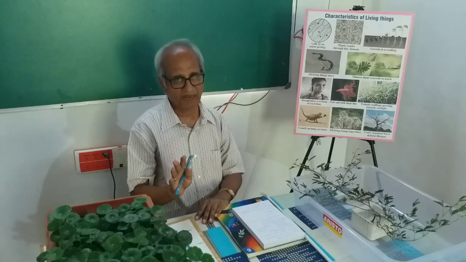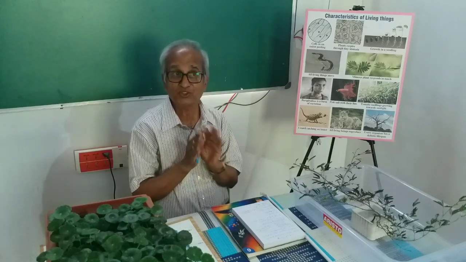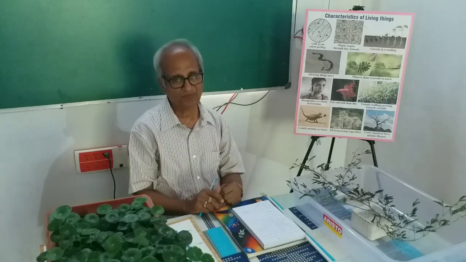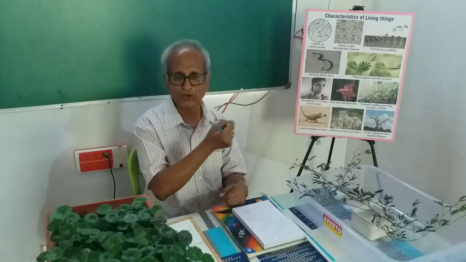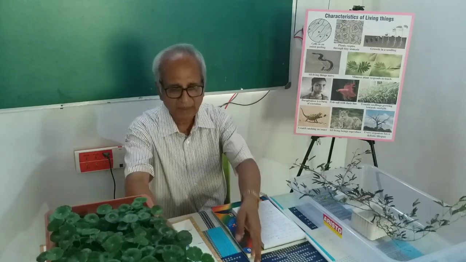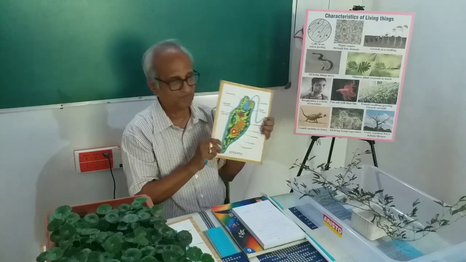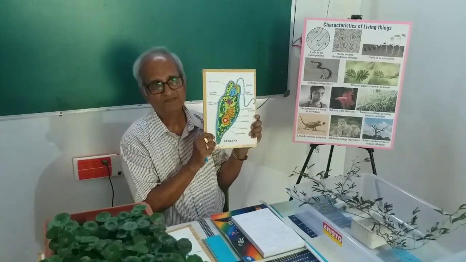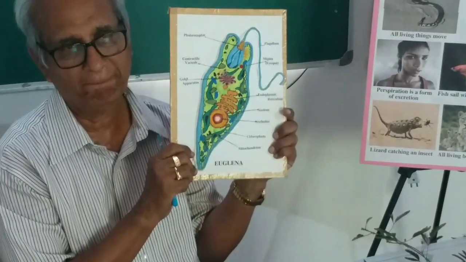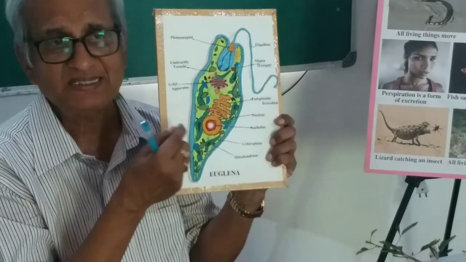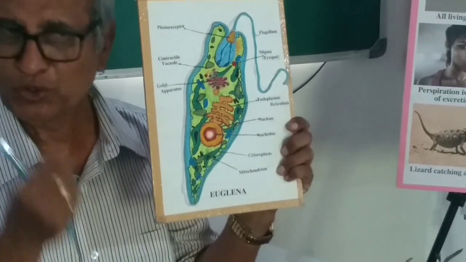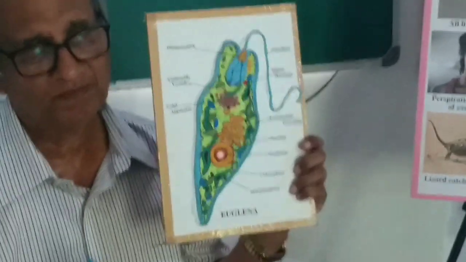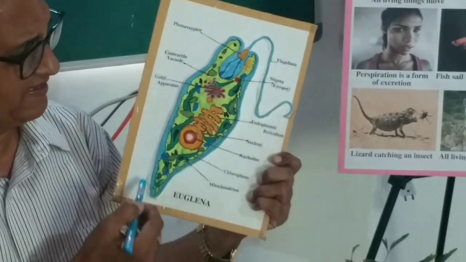So animals and plants all move. It's not just animals that move. And small plants which are microscopic. I have the example of Euglena here. This is the model of Euglena. These are tiny animalcules. They are very small. You cannot see them with the naked eye. They live in fresh water. See, this is a single cell structure.